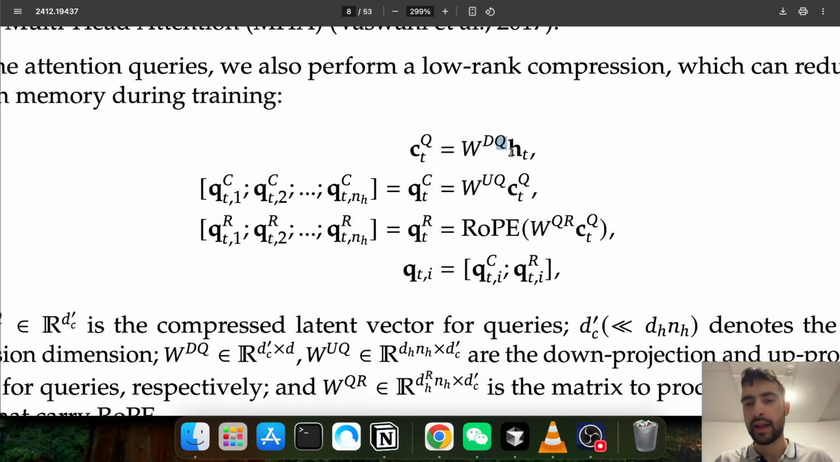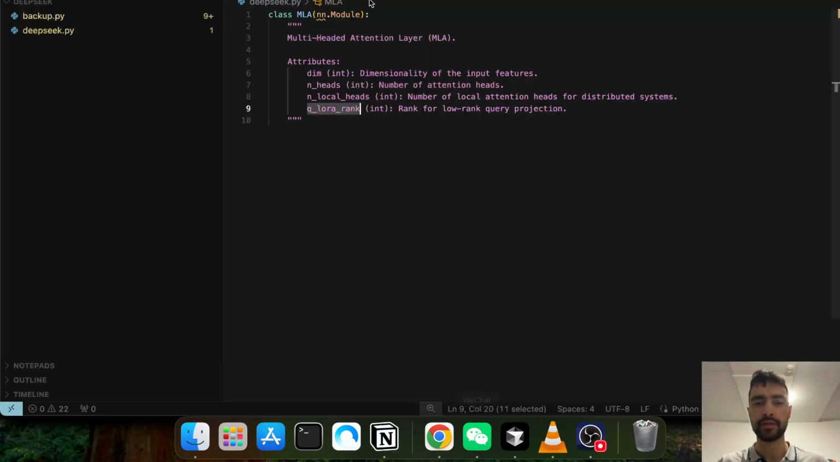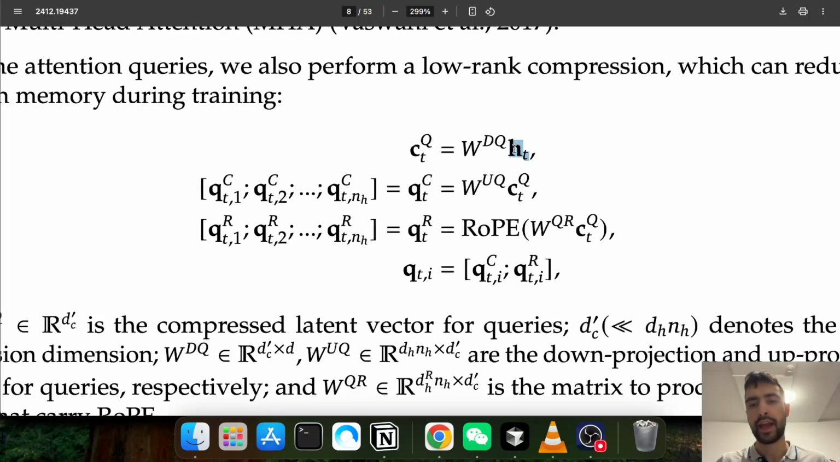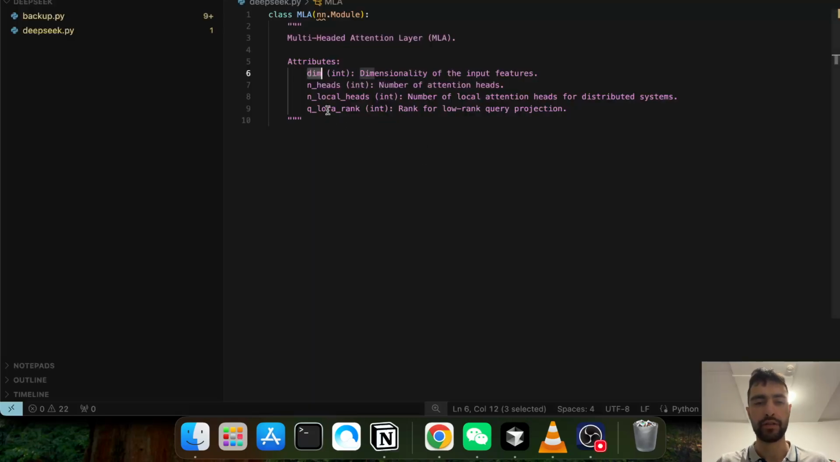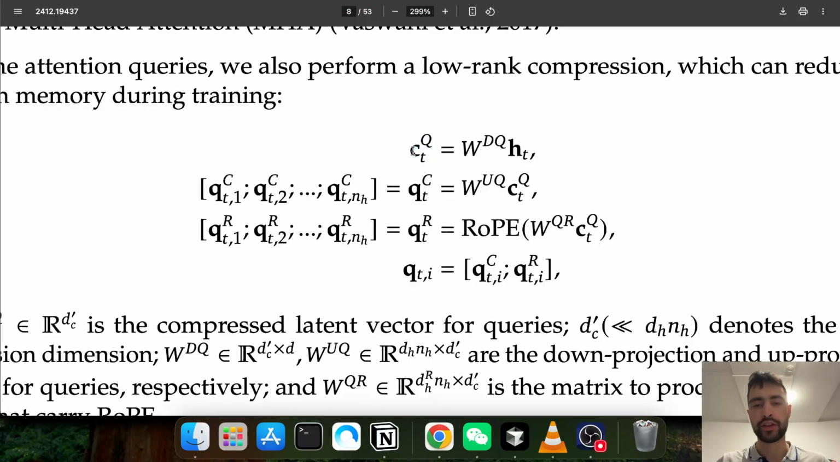As you can see, we have this token. This token has a dimension of dim, and this has the dimension of Q LoRa rank. So it's a bit smaller, and this weight you will see later. This will be a linear layer that will have input dimension equal to dim, and output dimension equal to LoRa rank.